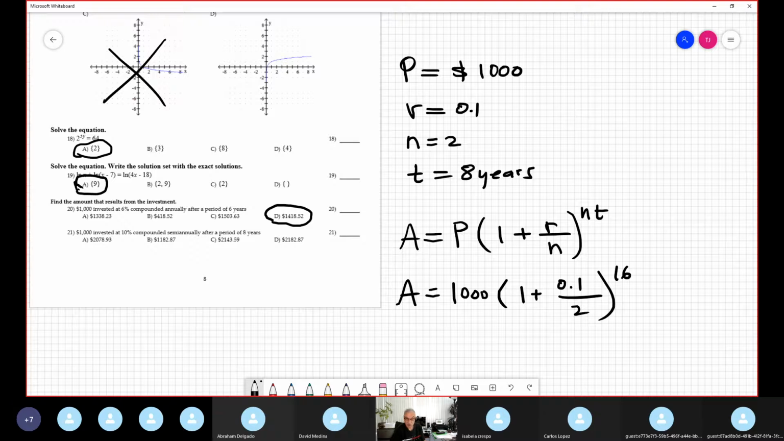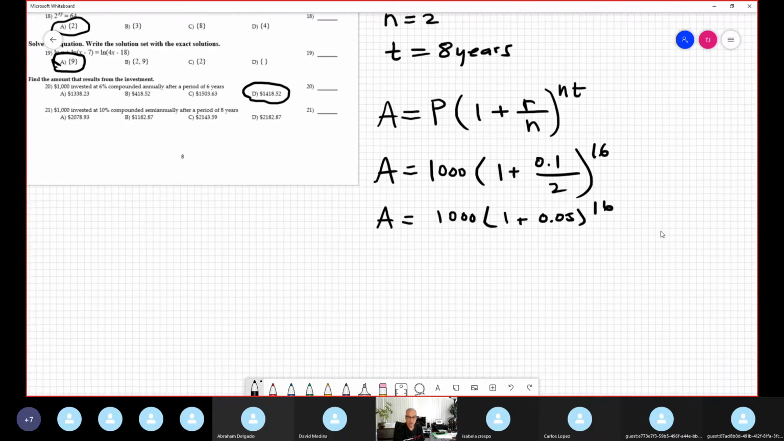Actually, well, you divide first. You can put it in a calculator like that if you want, no? But I like to manipulate a little bit by hand. This is 1 plus 0.05, and together is 1.05 raised to the 16 power. Okay, calculator now. 1000 multiplication, parenthesis, 1.05, close the parenthesis, power 16. I got it.